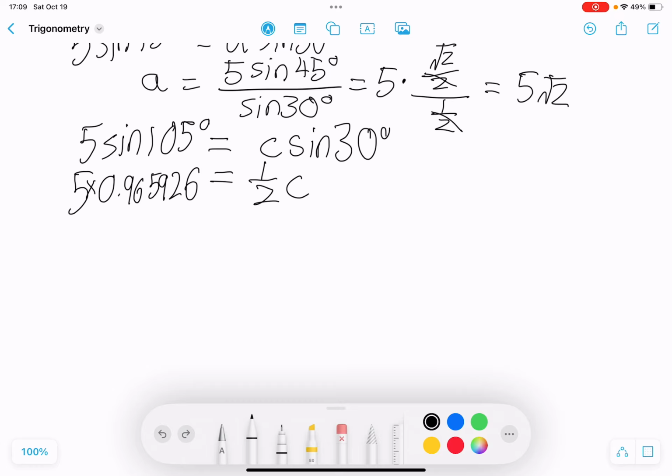So I'll just rewrite that. That's just around 9.65926 if we round that, and that's just around C. So C is around like that. So we've solved for the triangle. We have all the angles and the sides, so great. The problem is definitely done right now.